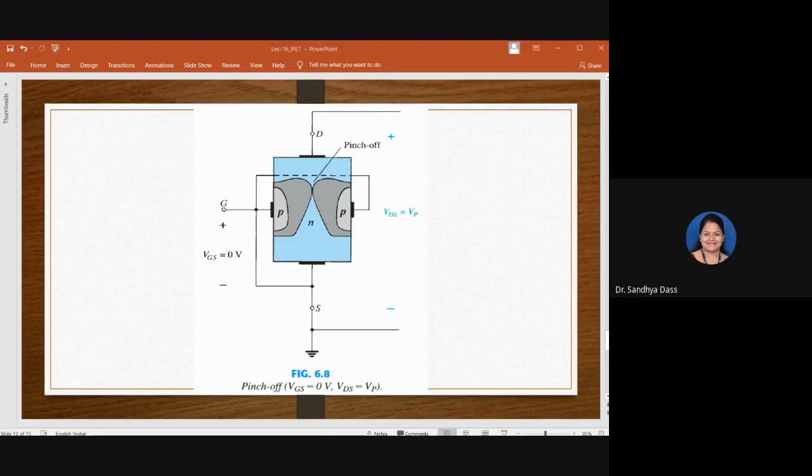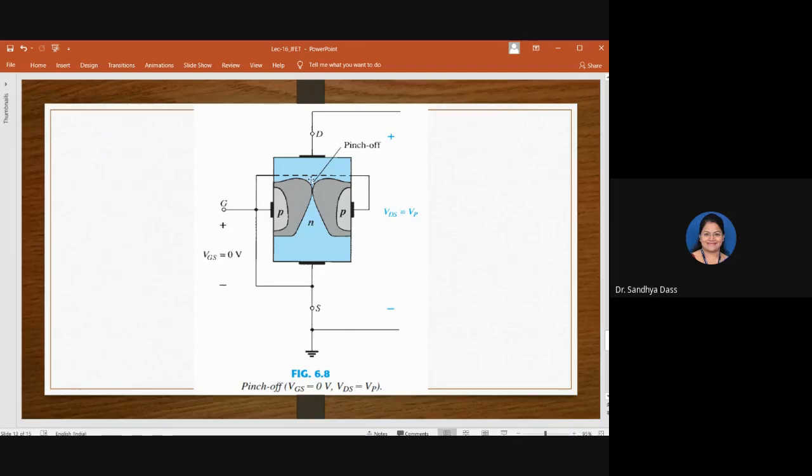What should be the value of the current? Almost zero. Very good. It should be almost zero, but it doesn't happen so. In a practical scenario, there will be some constant current still flowing, even at the condition of pinch off. That is in the practical scenario.